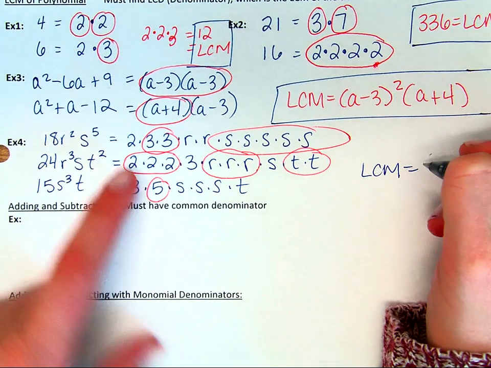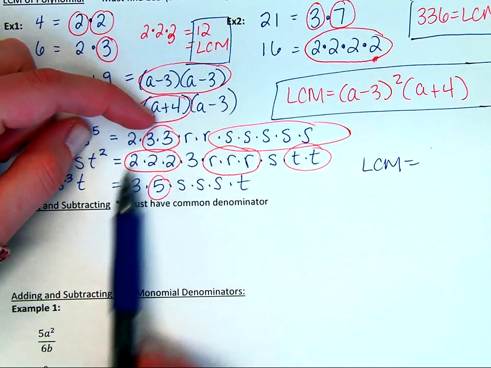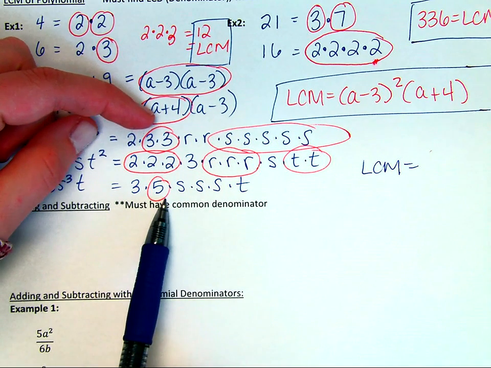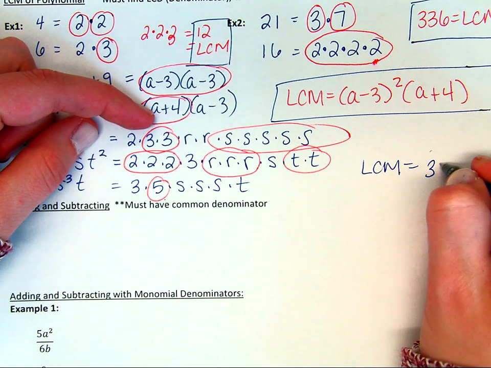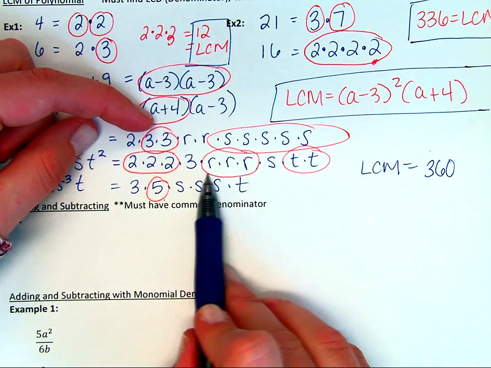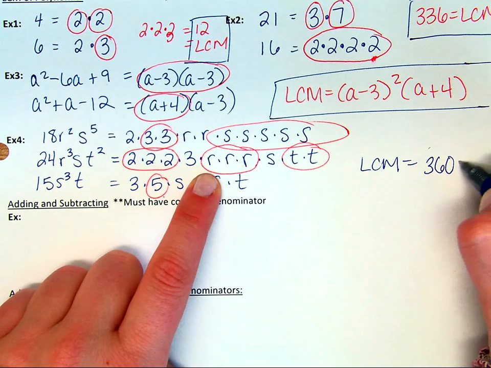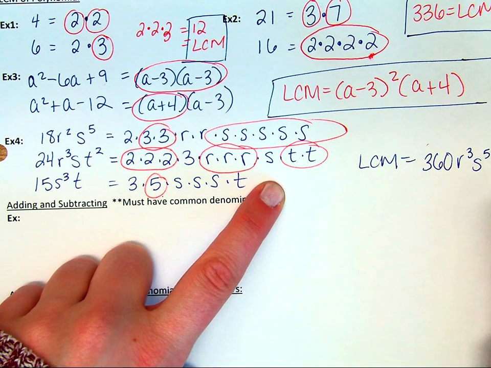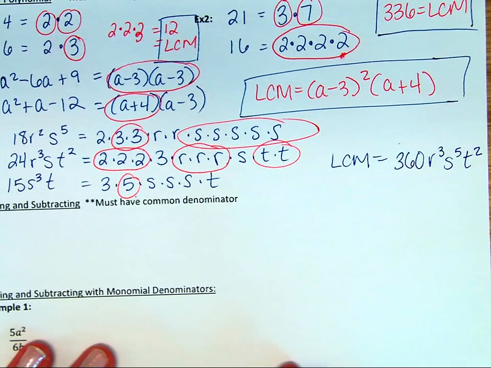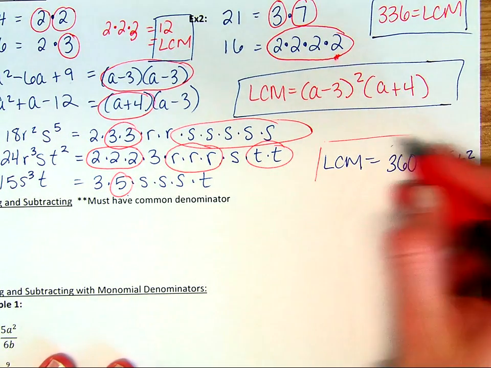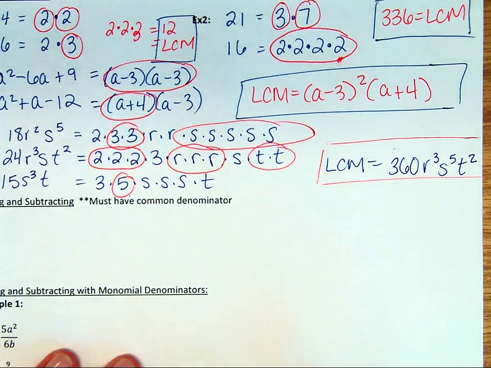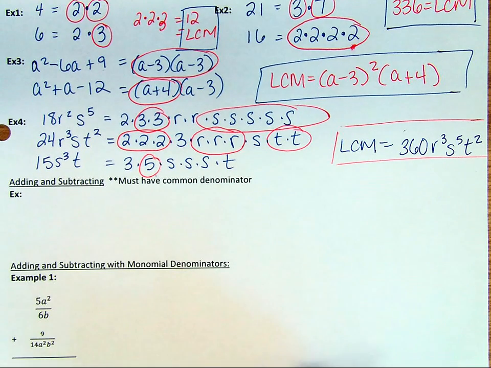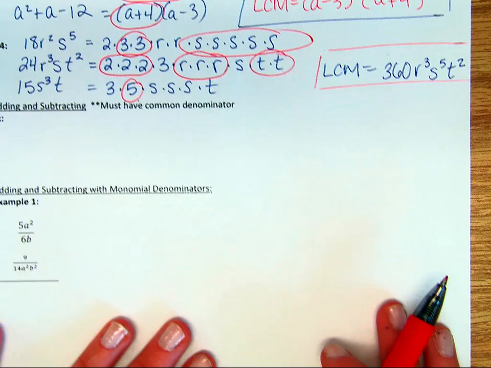So if I multiply 3 times 3 times 2 times 2 times 2 times 5, I get 360. And then my variables are going to be r cubed, s to the 5th, t squared. That's my LCM. So I just multiplied all of the things that I circled together. Moving on. So that's how you find the least common multiple.